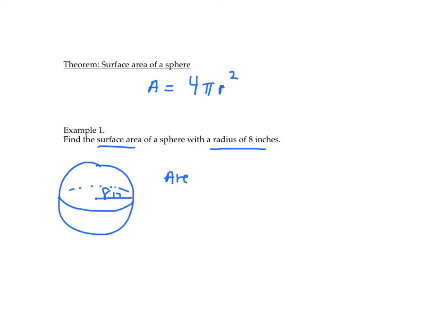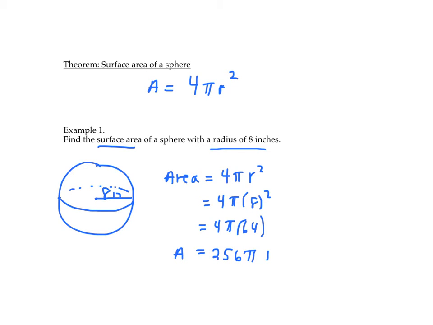So the formula is 4 pi times the radius squared. So we're going to plug in our radius of 8 and square that. We have 4 pi times 64. So multiply the 4 by the 64 and we get a total area equal to 256 times pi, and then it's in inches squared. We're going to leave it in its exact form unless we're asked to do otherwise on the CYU or the homework.